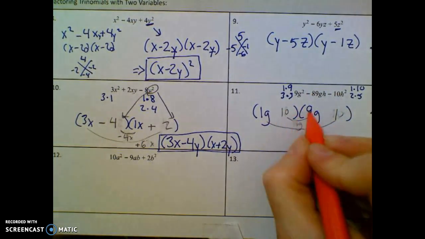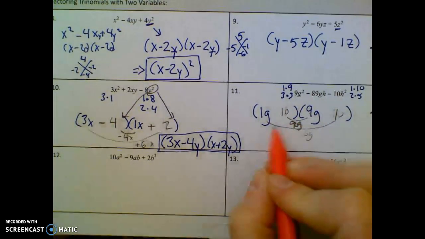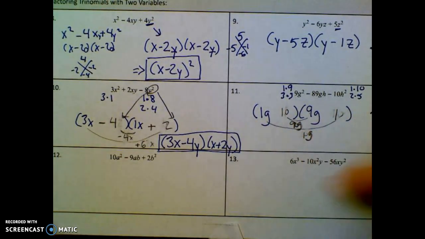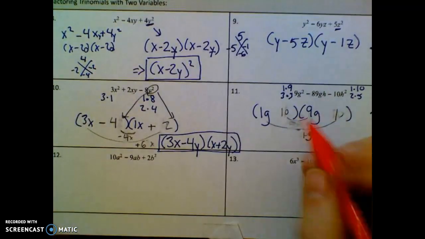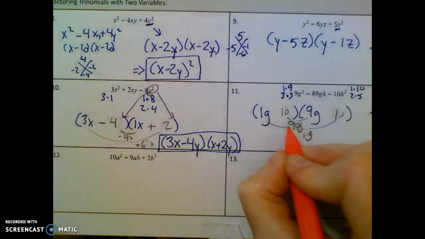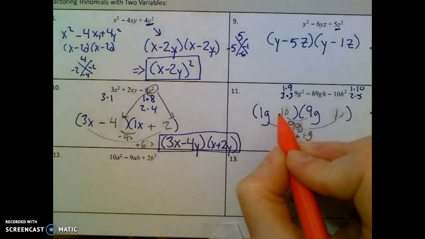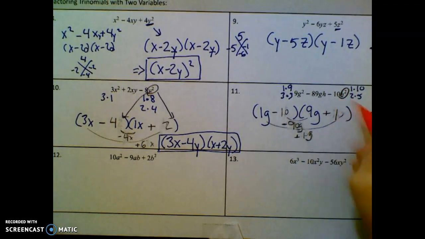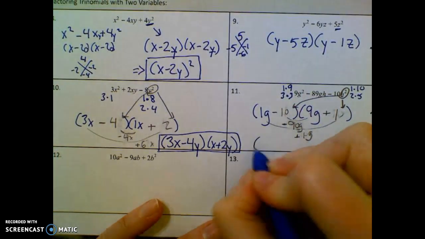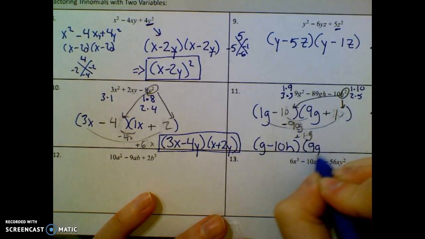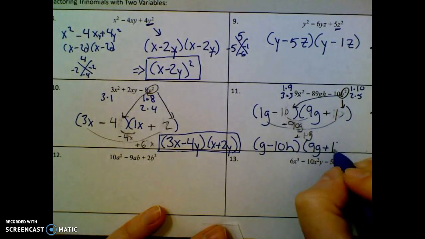So inner product is 10 times 9, so that's 90g. Outer product is 1 times g, which is 1g. Okay, it's a little bit messy. Let me clean this up a bit here. That's 90g. Okay, how do I make 90 and 1 give me 89? Well, I need a negative 90 and a positive 1. So my inner product is negative, my outer product is positive, but don't forget your h. Tag on an h to each of those guys, and you're good to go. So my final answer is g minus 10h in 9g plus 1. Well, actually, you don't need to write a 1, so I'm just going to make that guy an h.